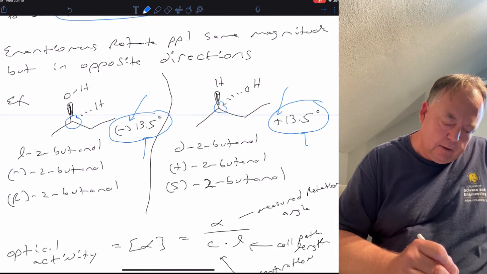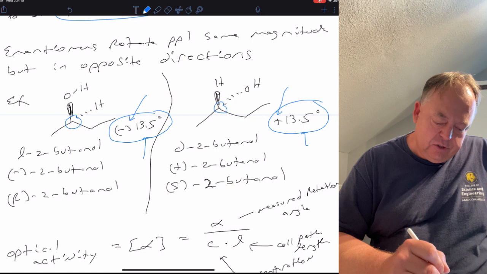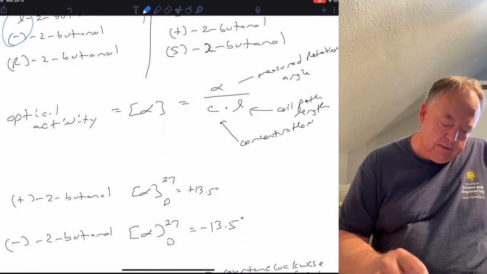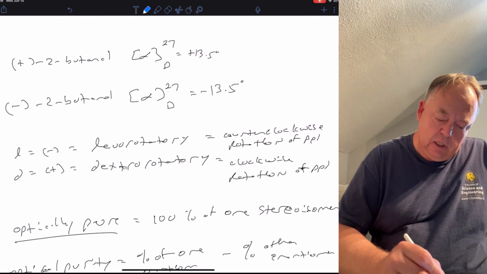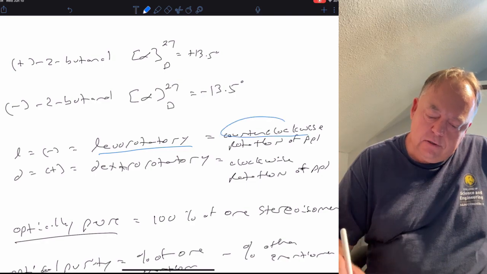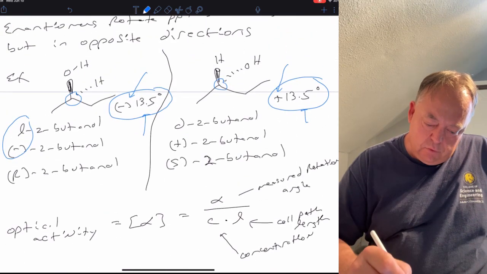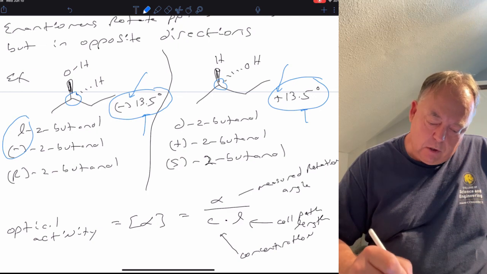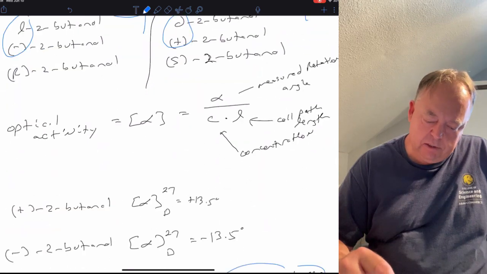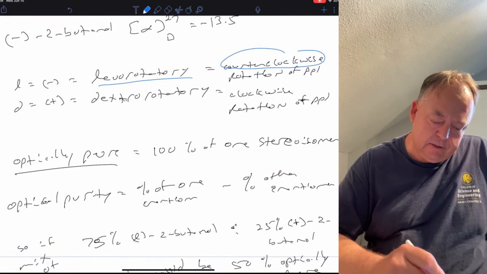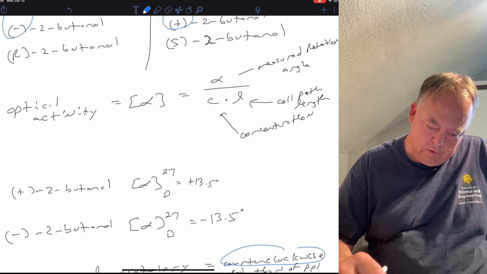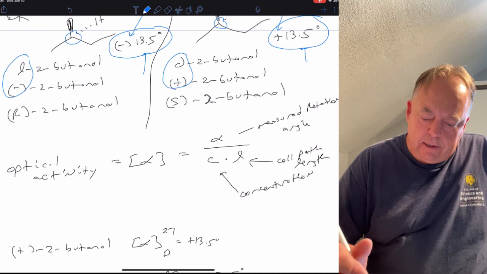So this molecule is called L-2-butanol, or (-)-2-butanol, or R-2-butanol. L and minus means levorotatory. So that just means it rotates plane polarized light counterclockwise. And this one's called D-2-butanol, or (+)-2-butanol, or S-2-butanol. And the D or the plus just tells you the direction that it rotates plane polarized light. D or plus means dextrorotatory. It means it rotates plane polarized light clockwise. And we'll talk about what R and S mean in the next lecture.